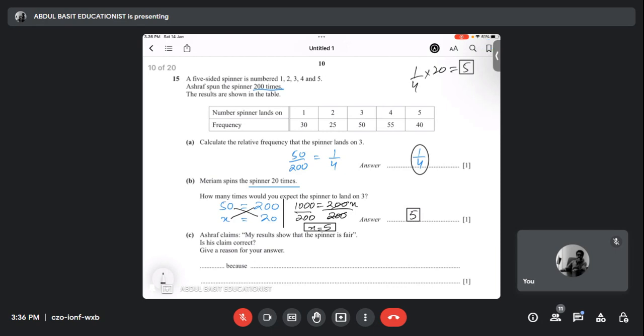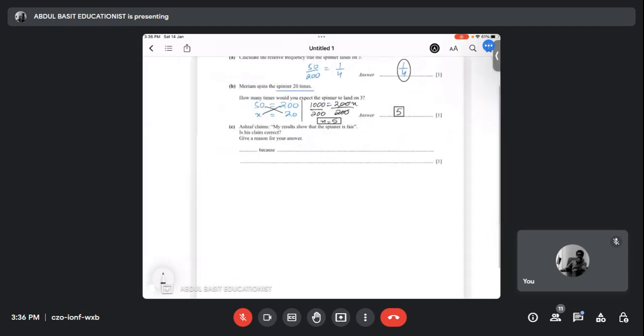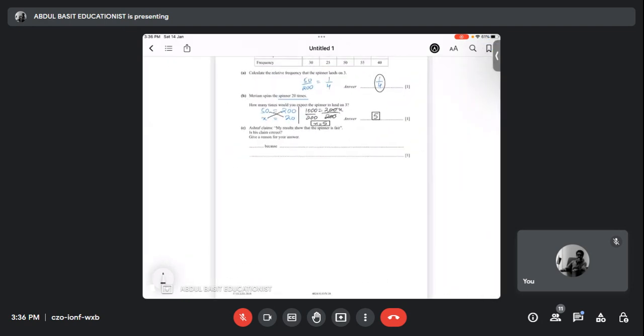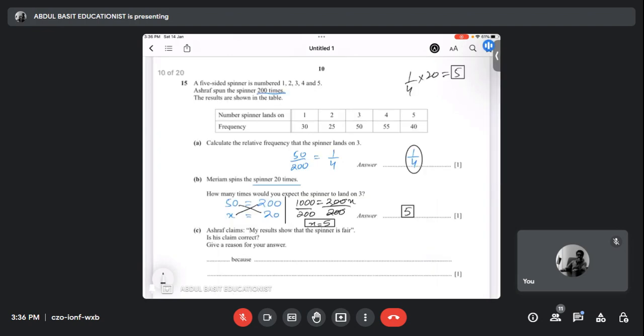Sir, I think it is wrong because the spinner did not land on every number an equal number of times. So, beta, it is a spinner. It's not your choice, right? Yes, sir. It's not your choice to get that score at that time, right? Understood? So, okay, sir, his claim is correct. Be patient. Rida, what do you think?